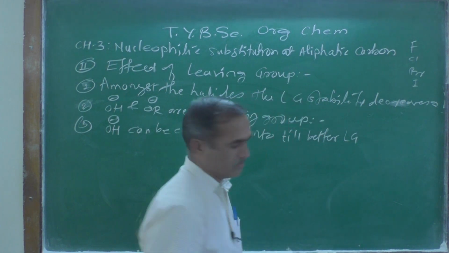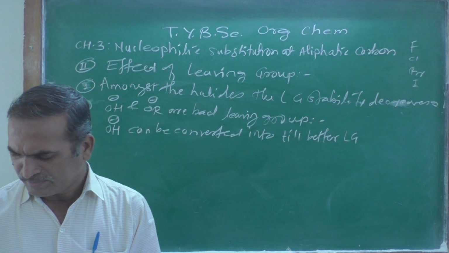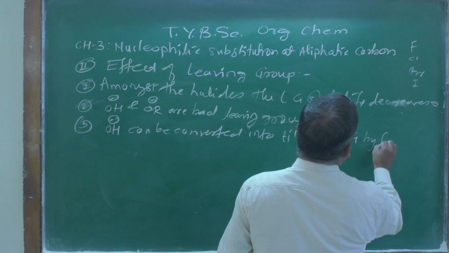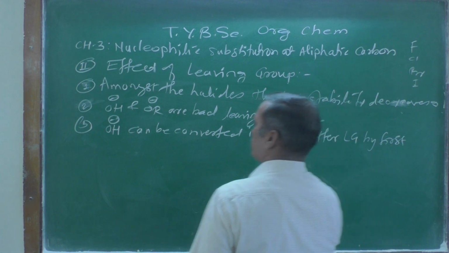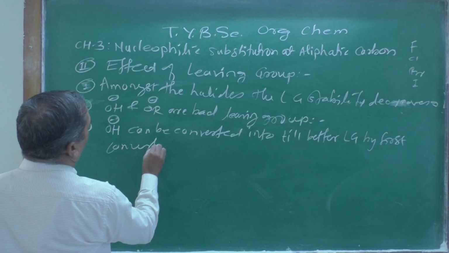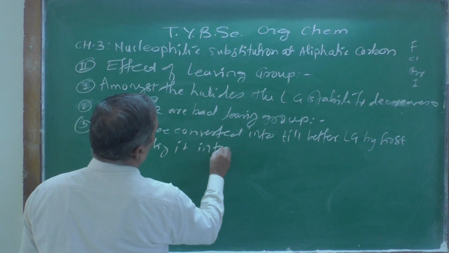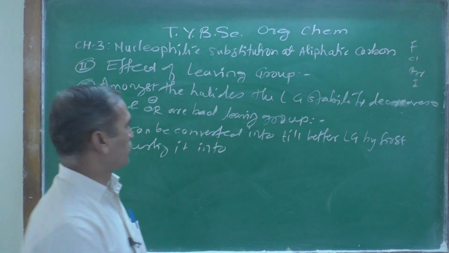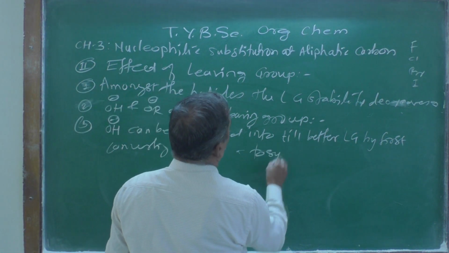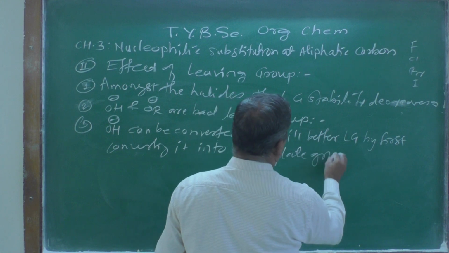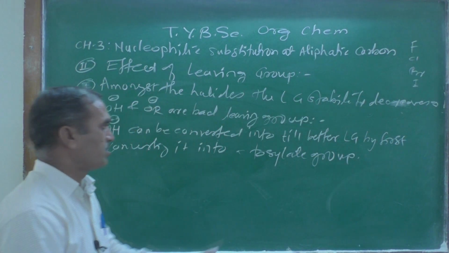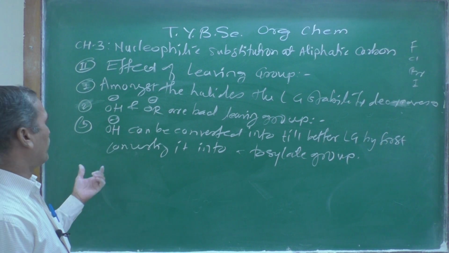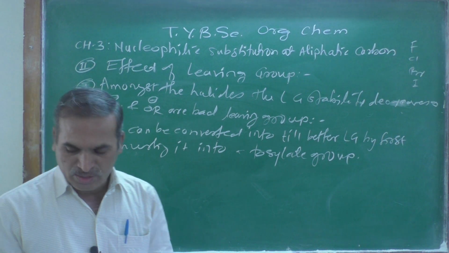The OH minus can be converted into a better leaving group by first converting it into a tosylate group, right? This is how OH minus can be converted into a better leaving group, by first converting it into a tosylate group.